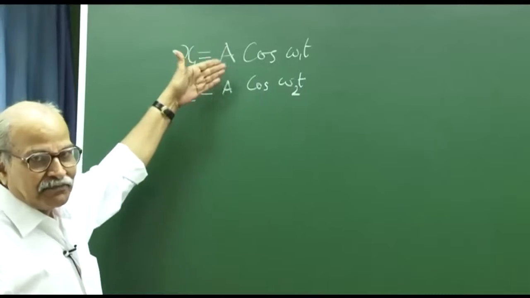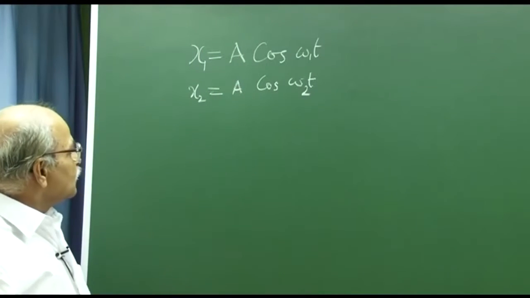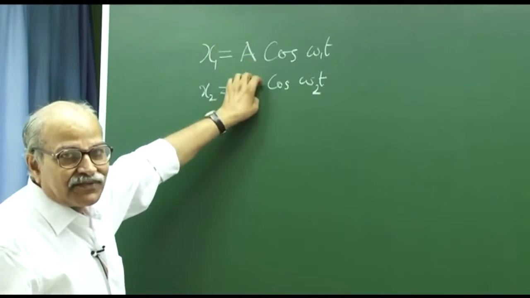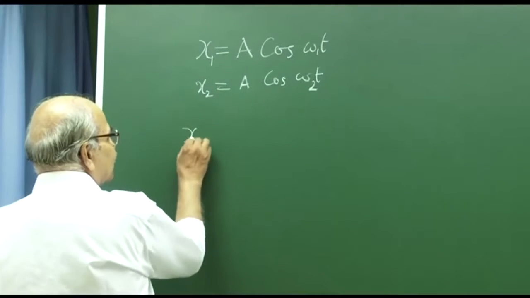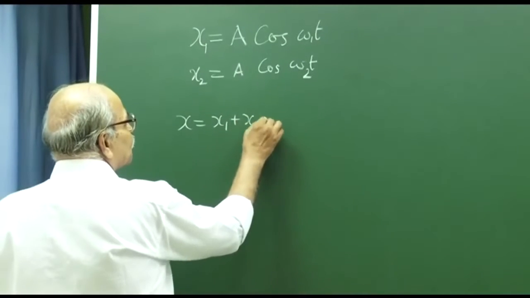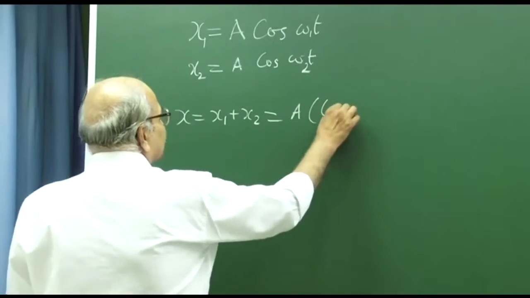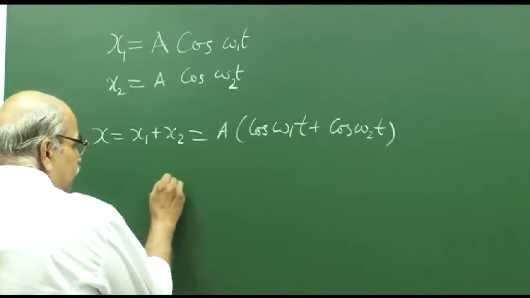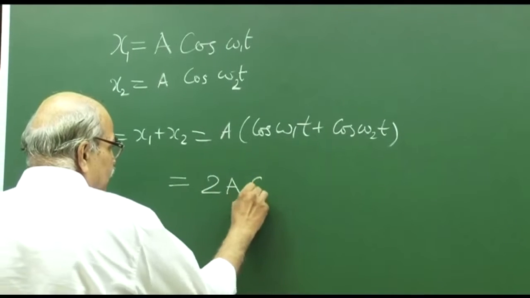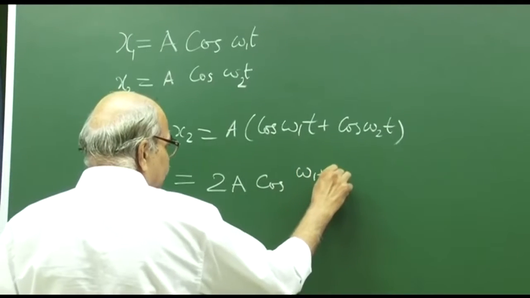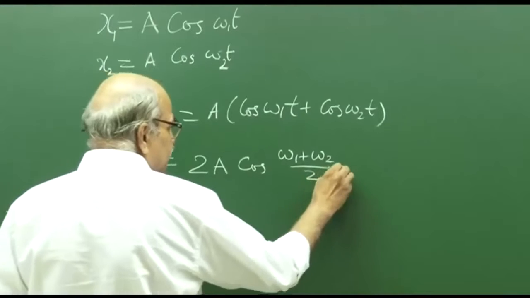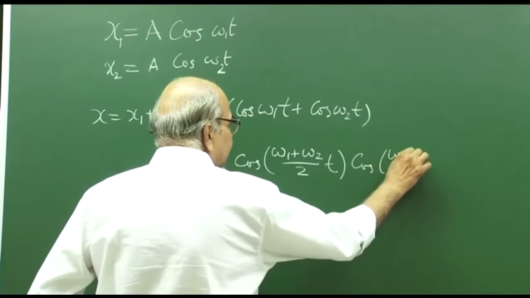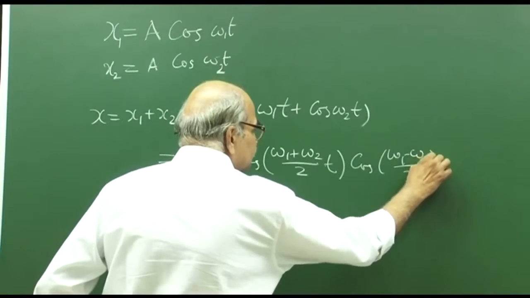We are keeping the amplitude same, so the mathematics will be simpler. If that object is given both these oscillations together, then it will have x, which is x1 plus x2, which will be a cos of omega 1 t plus cos of omega 2 t, and that will be 2a cos (omega 1 plus omega 2)/2 t and cos (omega 1 minus omega 2)/2 t.